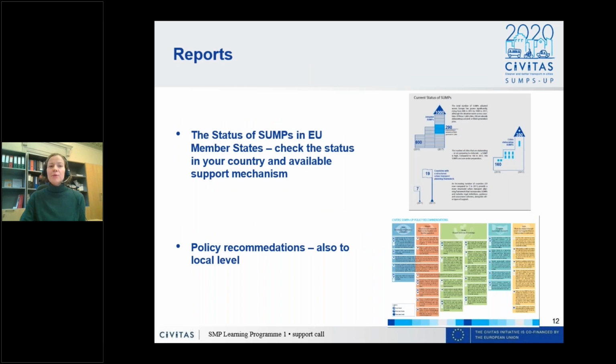Then SUMPs-Up has already produced reports. For example, we have produced a status of SUMPs in the EU member states, where you can check the status of your country, like how the SUMPs are prepared there, and whether some support mechanisms are available as well. Then we have also produced policy recommendations, which have really targeted recommendations also for local level. So these are available on our website.